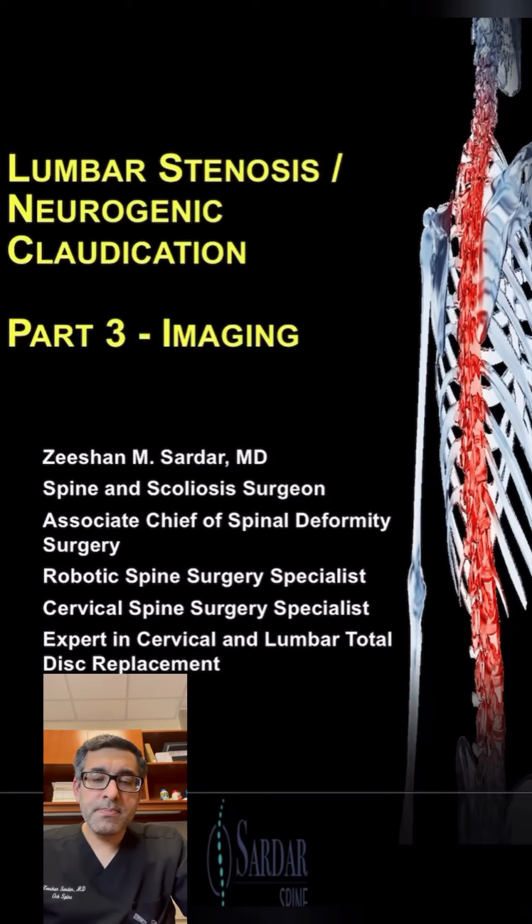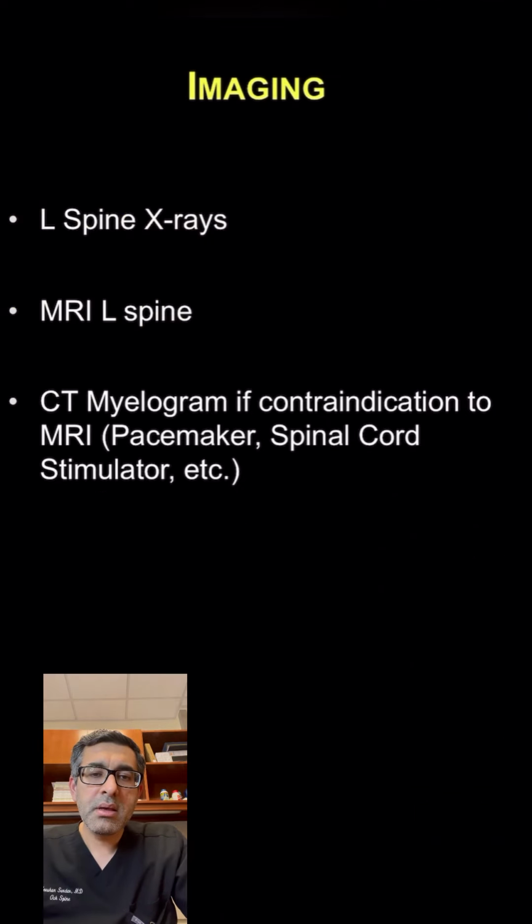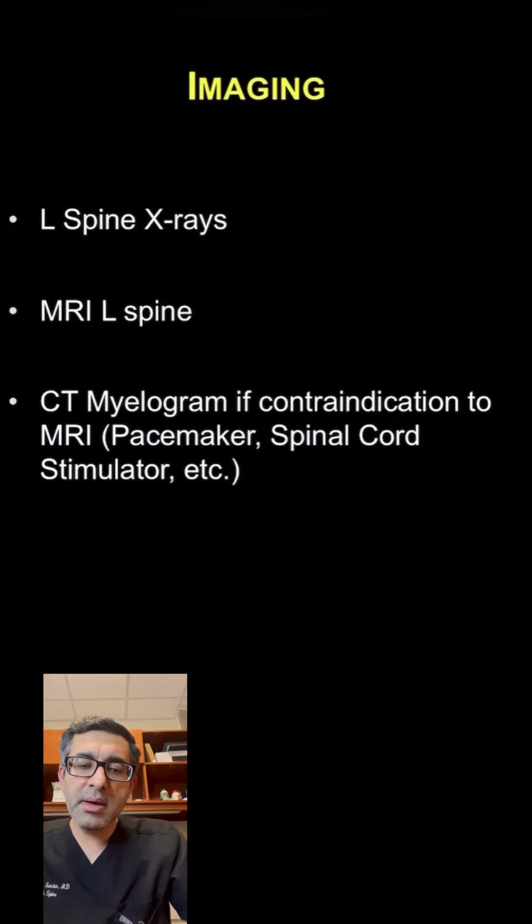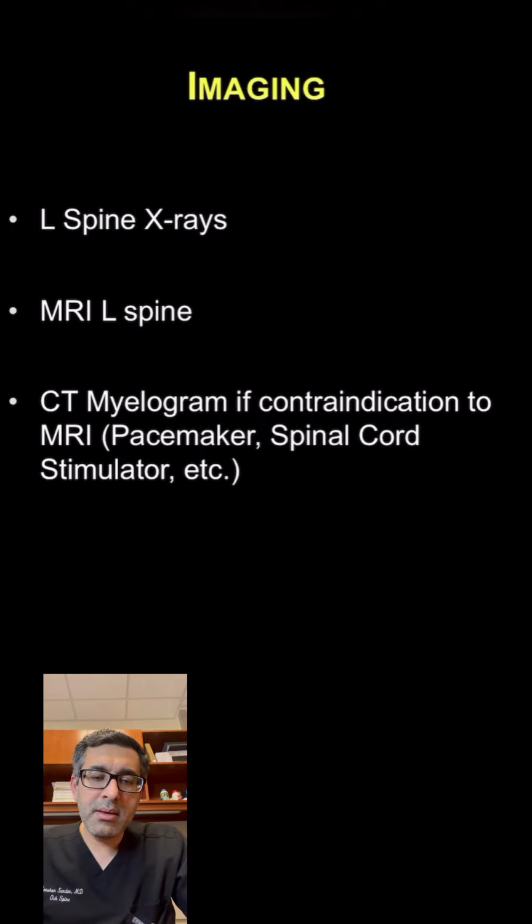We're going to talk about imaging use for patients with lumbar stenosis and claudication. Typically, for patients who have had symptoms for more than 6 weeks or so, we'll start with x-rays of the lumbar spine, and eventually, to make the final diagnosis, you need an MRI scan of the lumbar spine. For those patients who cannot get an MRI scan, we'll get a CT myelogram if there is a contraindication to getting the MRI scan.